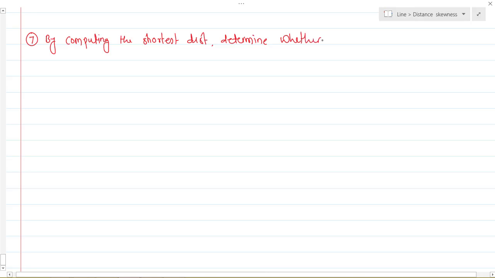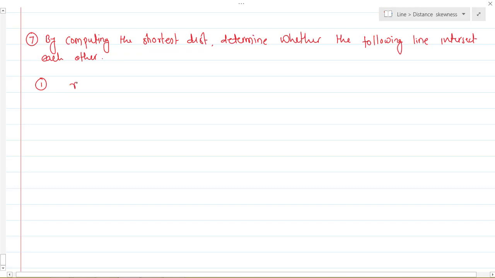whether the following lines intersect each other. Okay, so the first question is what?